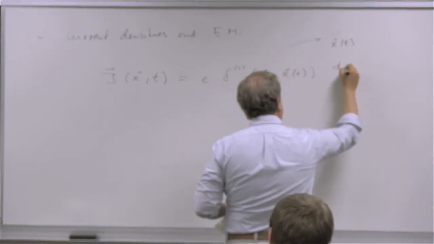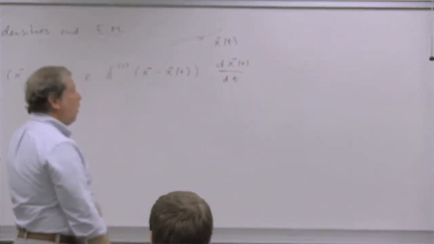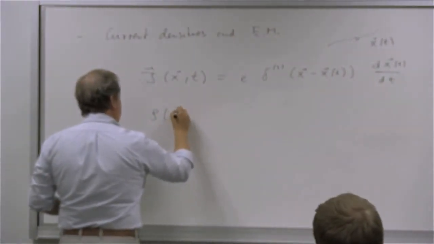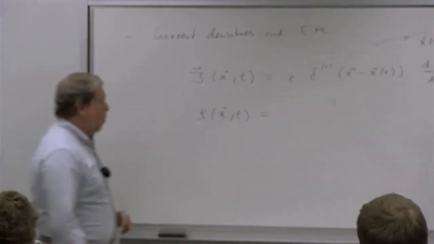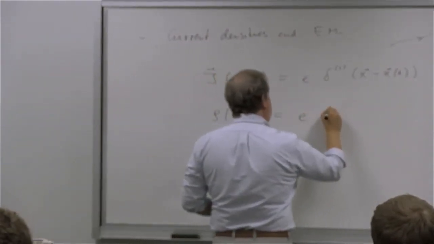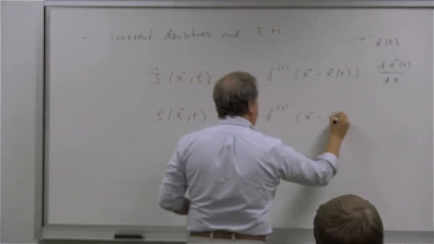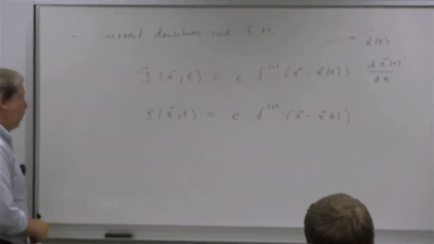So times dx of t along this trajectory times dt. All right, so that's our current density. And then we have the charge density, rho of x and t, and that has a similar form. It will be E times delta 3 of x minus x of t. And then there is, of course, no velocity term.